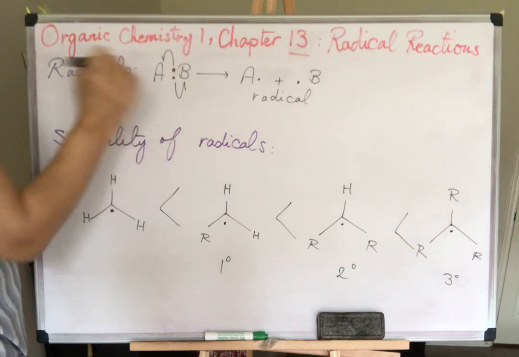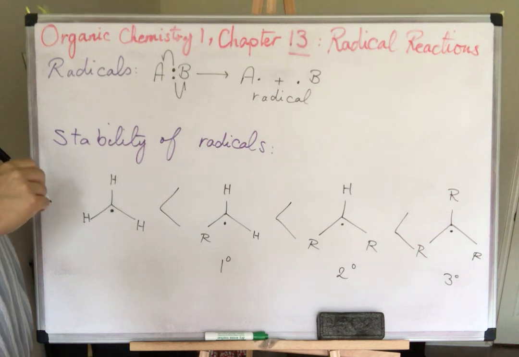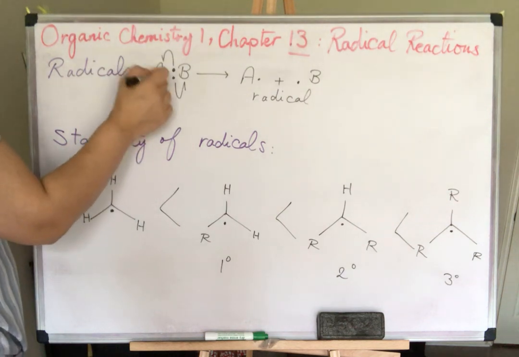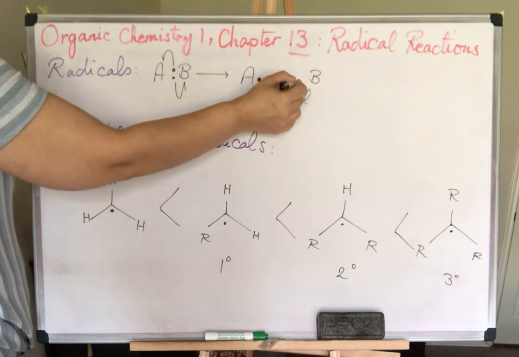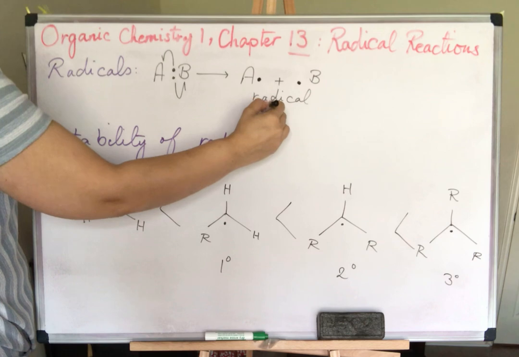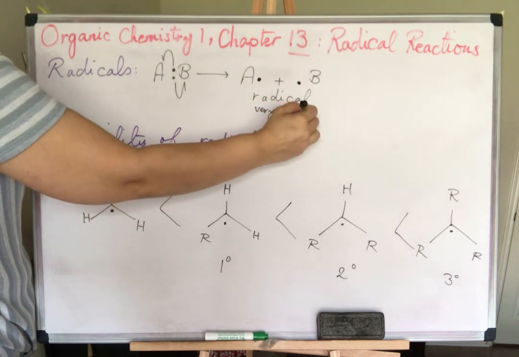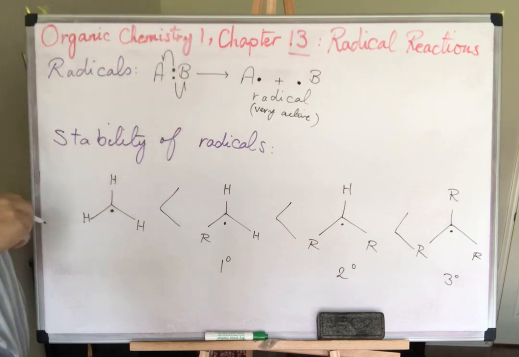When we use hooks instead of arrows, each of the electrons involved in the covalent bond remains on one of the atoms, so the atoms remain with one single electron. They are called radicals, which are very active. So that's how radicals form.